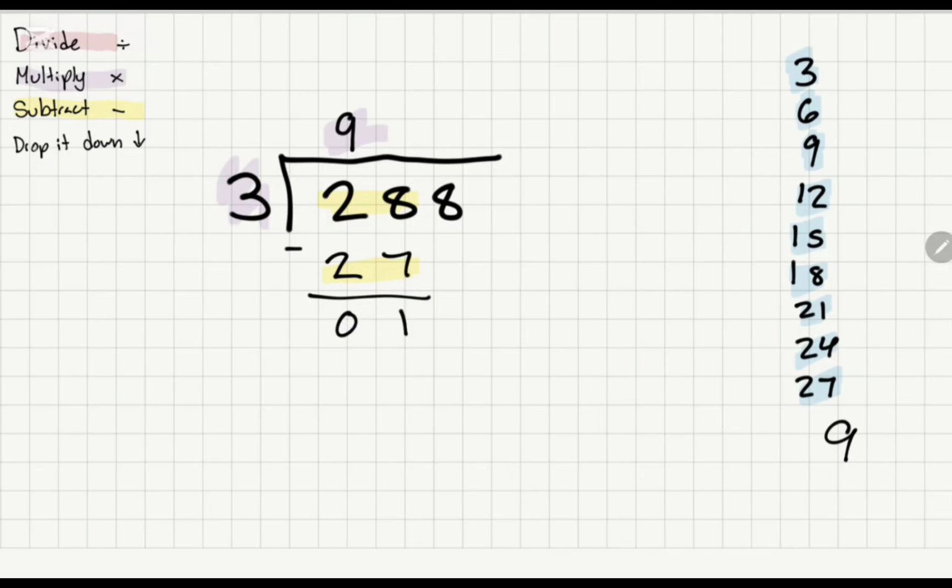And then our last step is to drop it down. What I mean by drop it down is we gotta bring this 8 downwards. See how we haven't used our last 8 yet? I'm gonna follow this arrow and drop it down and put it right beside our 1. So it gets 18. Then we have to follow all of these steps again. So I'm gonna erase my highlighter. And we are going to repeat these steps.